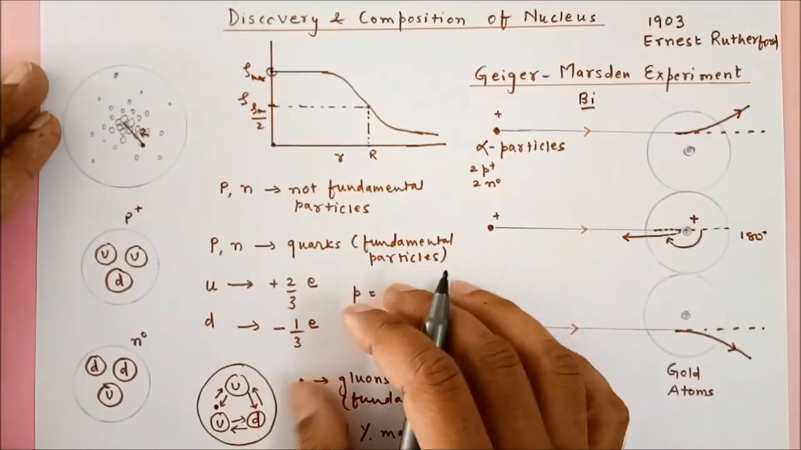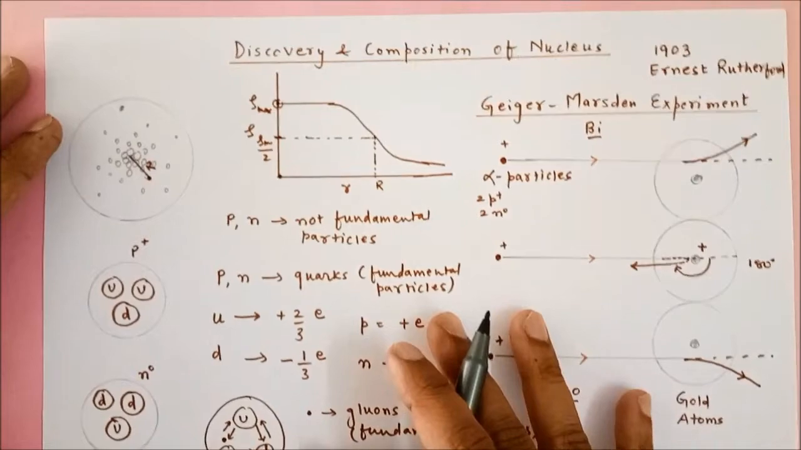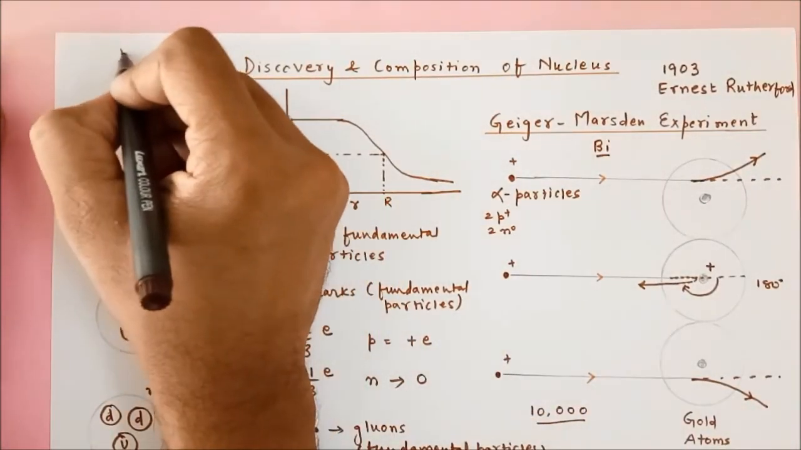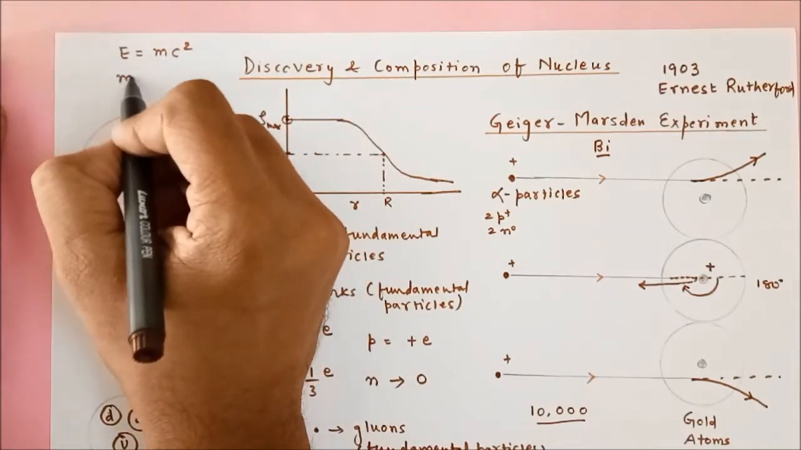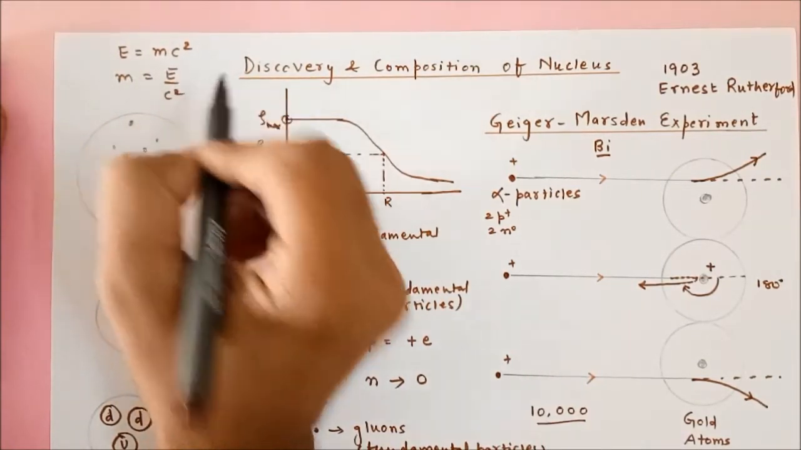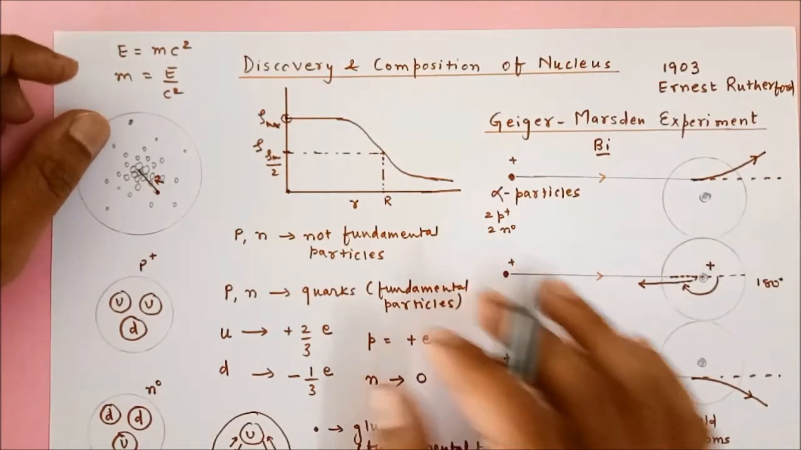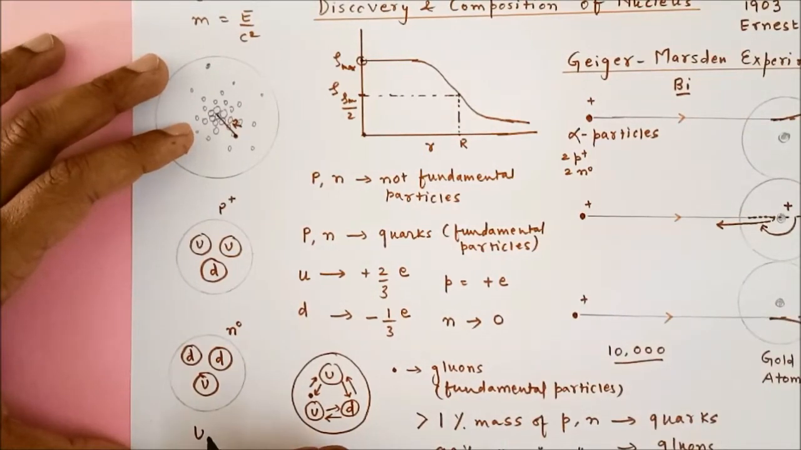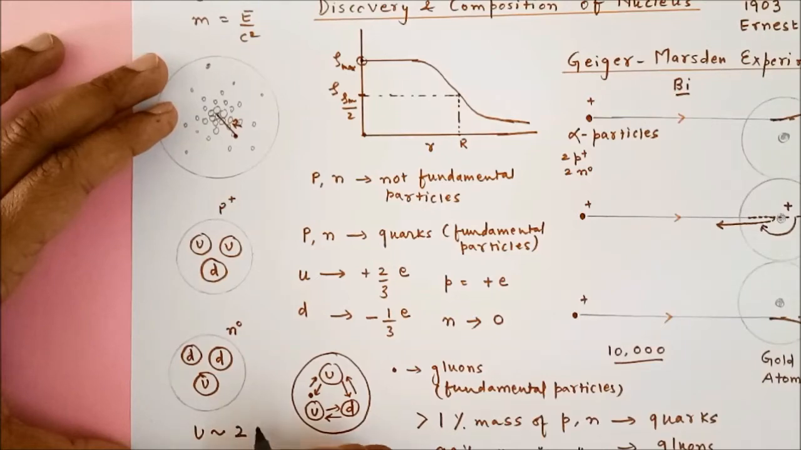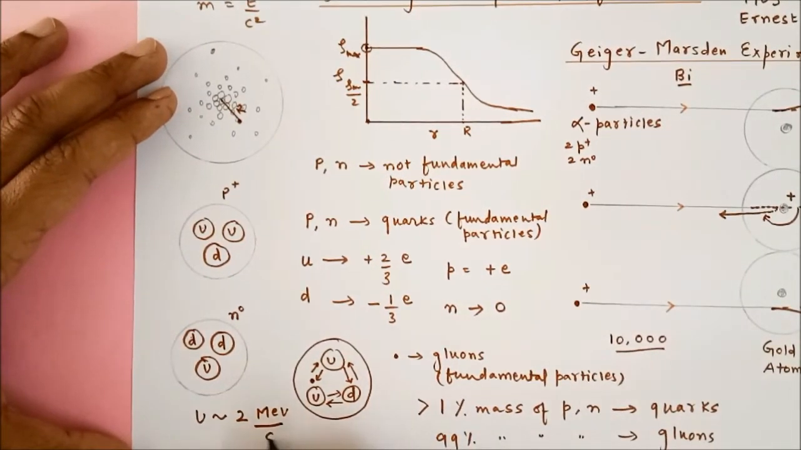Okay, and talking about the masses of these up and down quarks, so we can use this formula, E is equal to mc square. So from here the mass can be written as E by c square. So we can measure the energies of the quarks, and we have found out that up quark, its mass is actually approximately equal to 2 MeV, mega electron volt, upon c square.